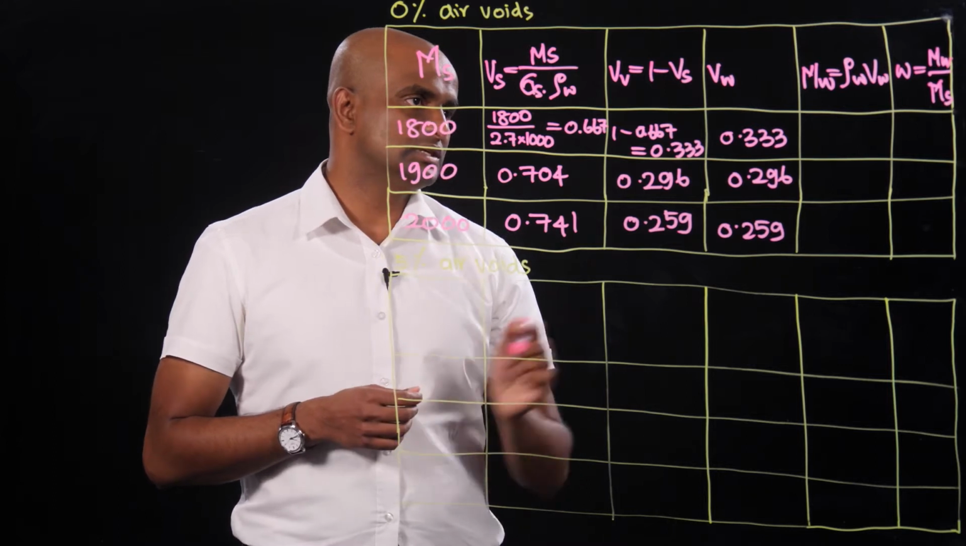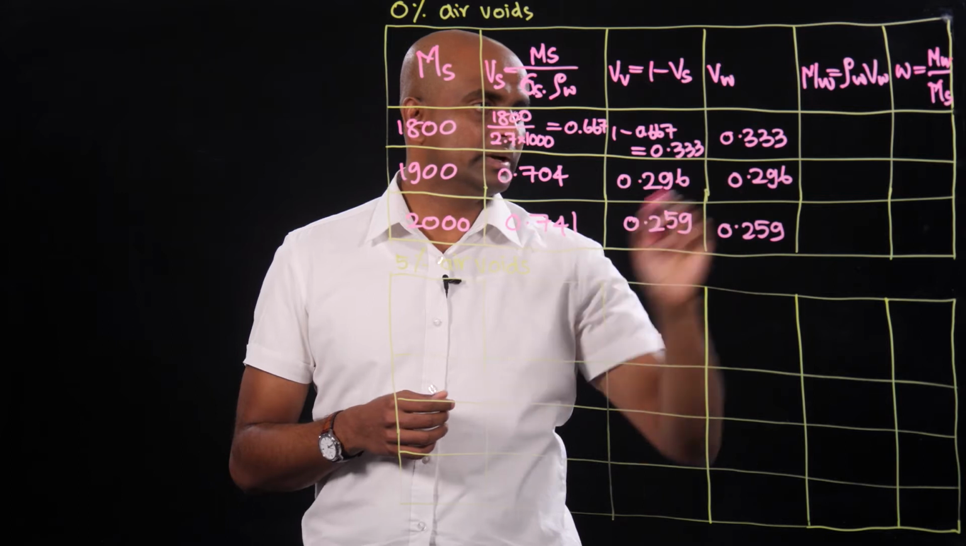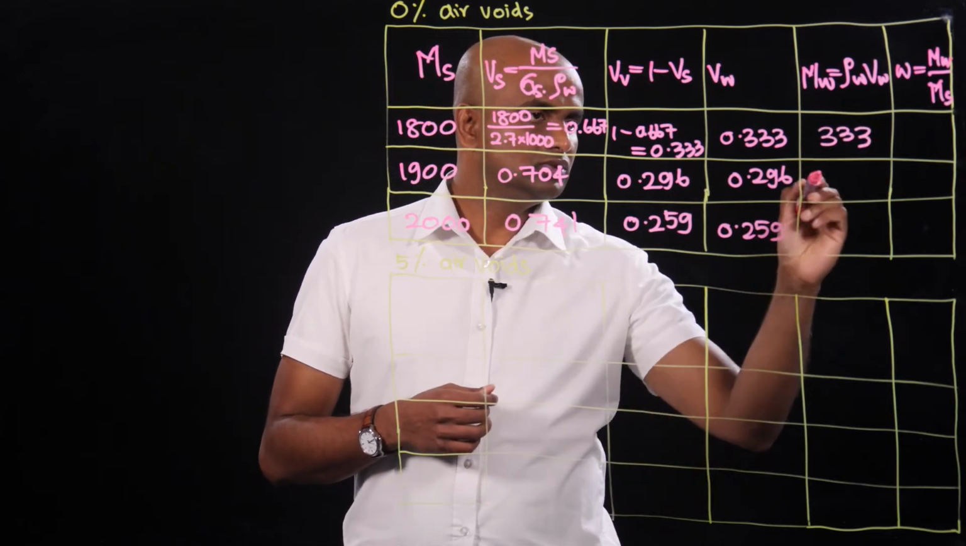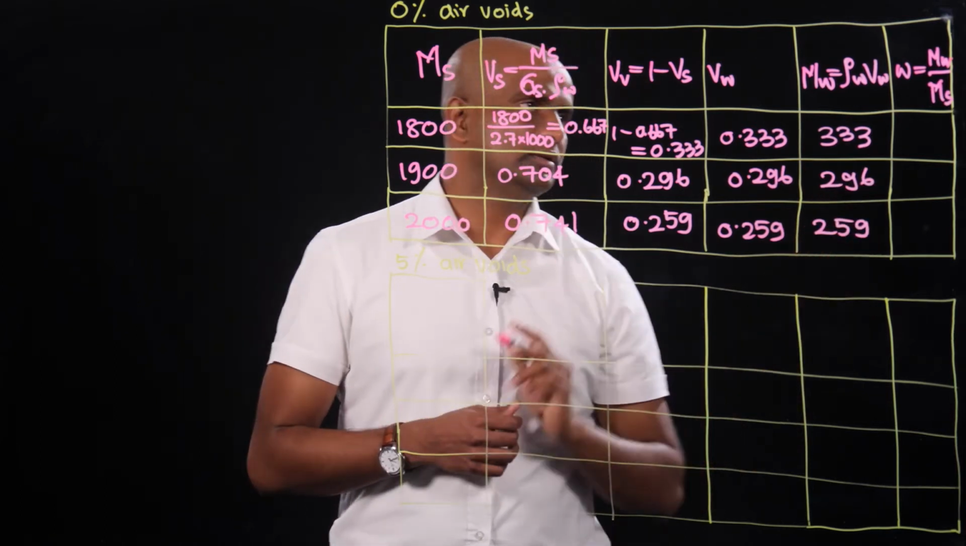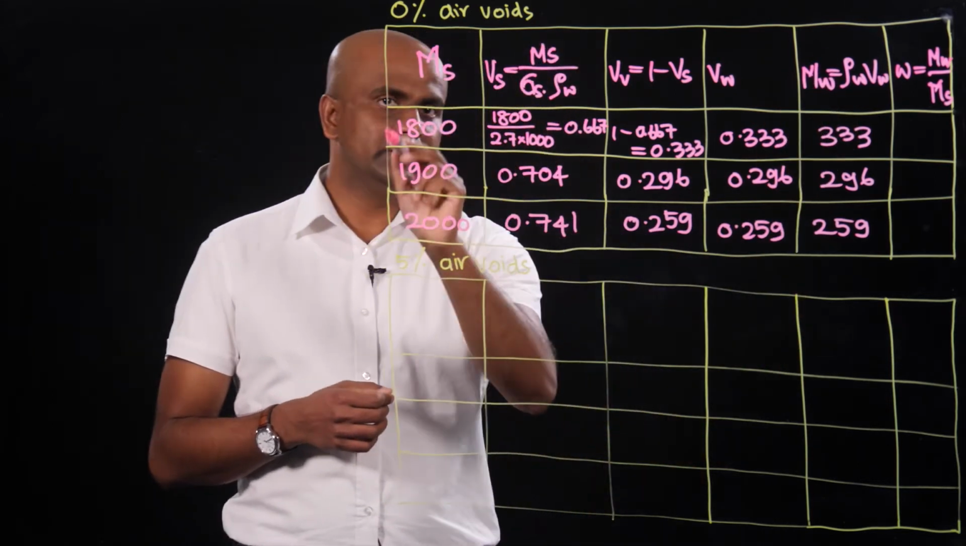And then the second last column is to calculate the mass of water, which will be the density of water times this volume of water. So just multiply these values by 1000. That will be 333, 296 and 259.